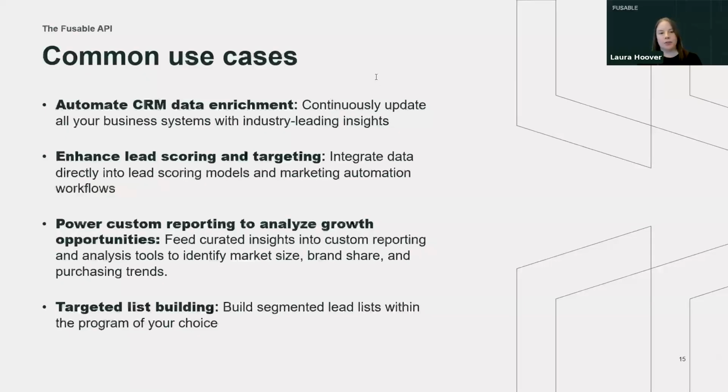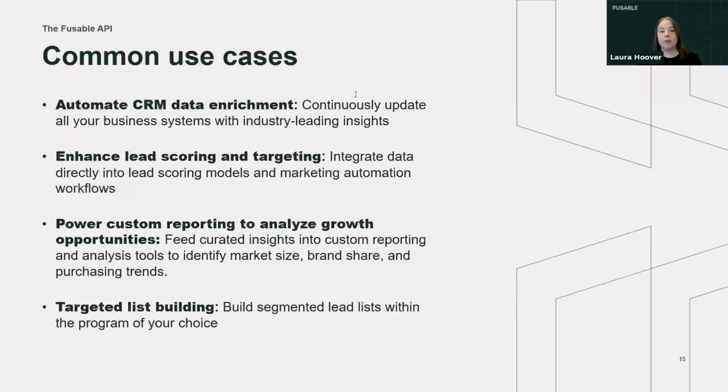Another important use for the Fusable API involves analyzing pipeline and growth opportunities through custom reporting. Users pull firmographic and equipment ownership data into their reporting systems to identify market size, geographic brand share, or purchasing trends. Layering the Fusable data with their own data in reporting helps them build long-term strategic plans and allocate their financial and human resources to the right ideas and opportunities based on data they trust.